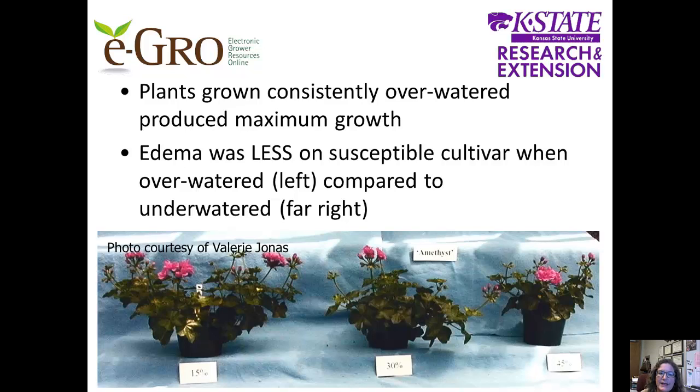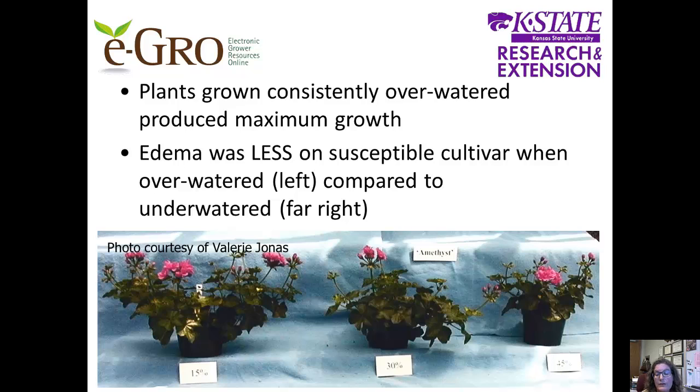What our research at Kansas State University has shown is that actually the key to keeping crops that are susceptible to edema from having it occur is to keep them consistently moist, avoiding really large swings in substrate moisture status. We found that when a susceptible variety of ivy geranium was allowed to dry down severely between irrigations and then rewatered, that's when edema was most severe.